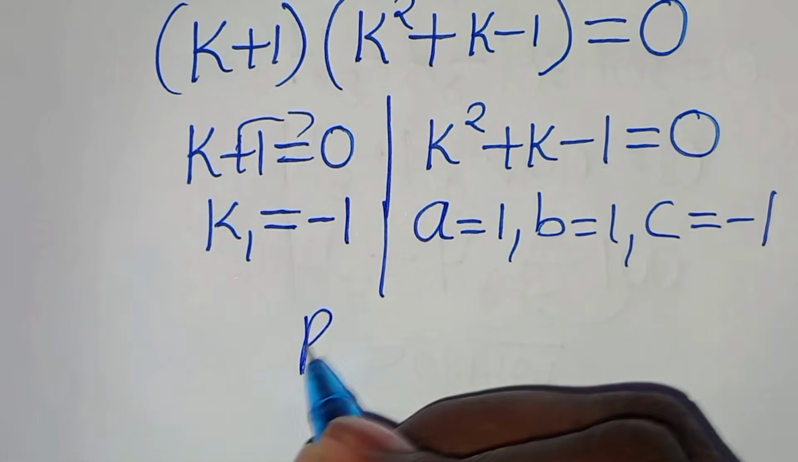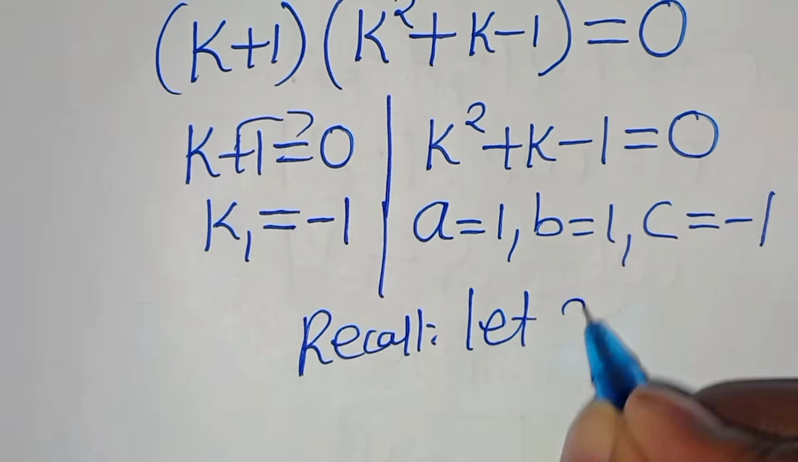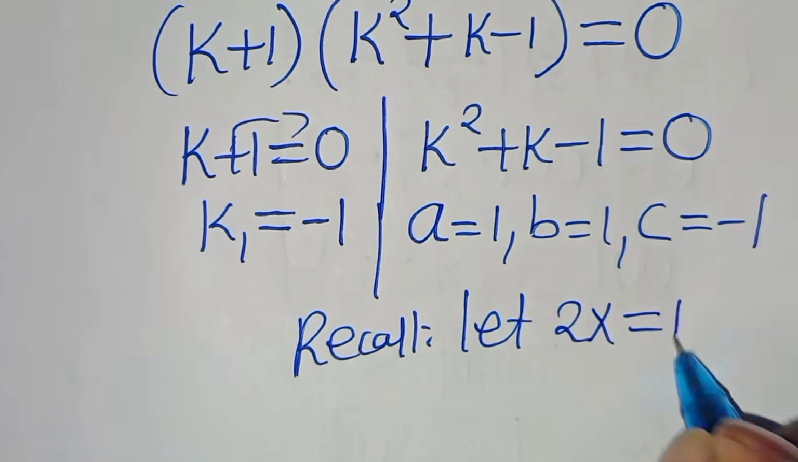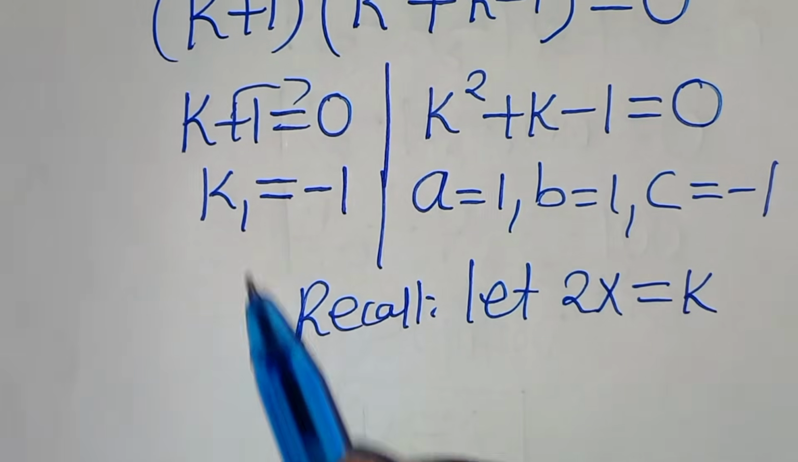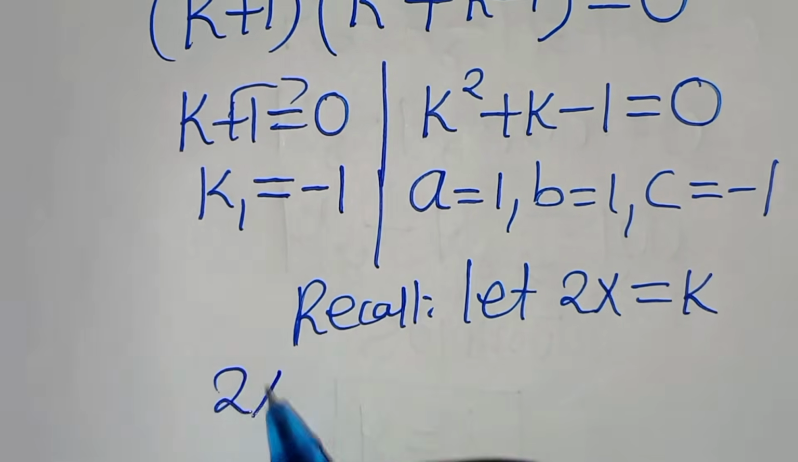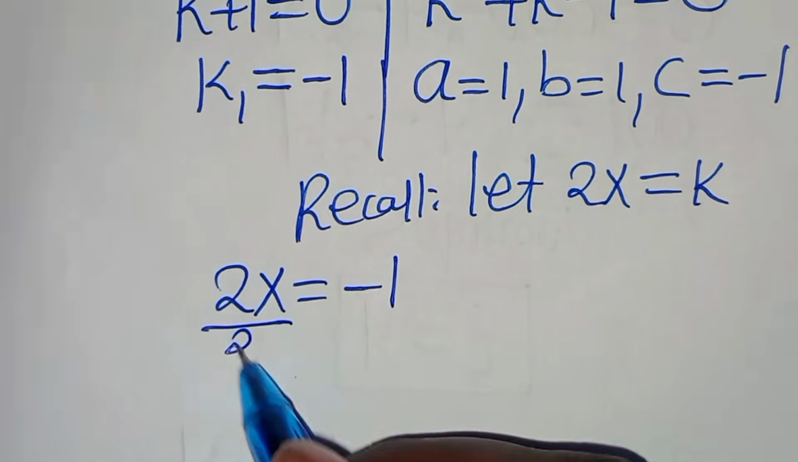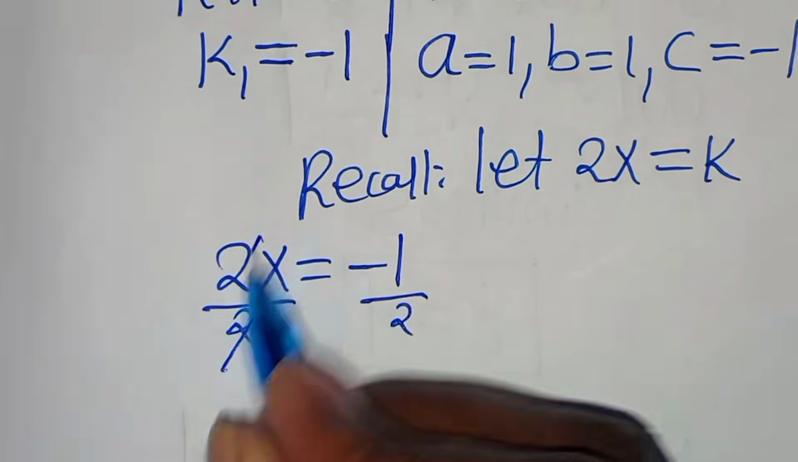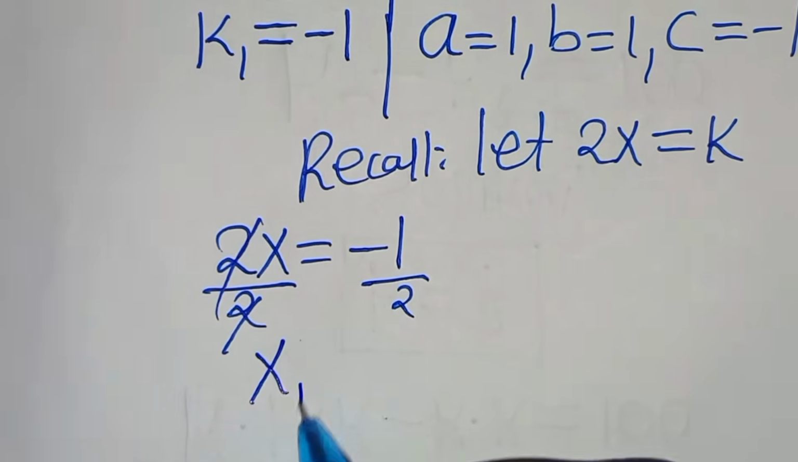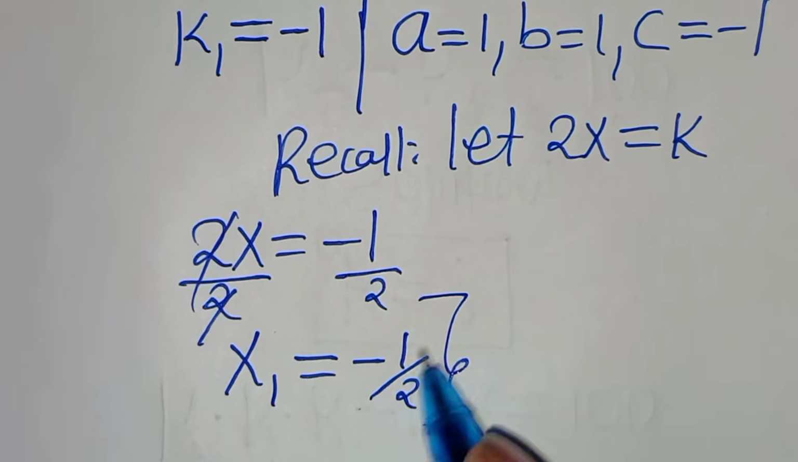Now, if you recall, we let 2x be equal to k. So from the first part here, we can substitute 2x, so that we have 2x is equal to negative 1. So if you divide both sides by 2, this means that we have the value of x1 is equal to negative a half. So this is the value of x1.